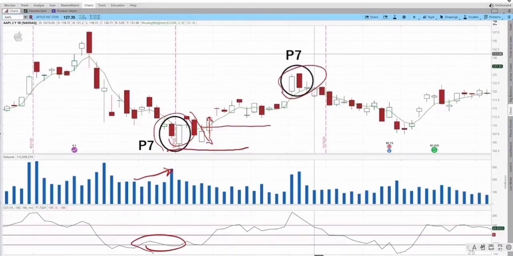And when you see the CCI indicator show an overbought here, that means you should find a good place to close your trade. So here you can see the formation of P7, the dark cloud cover appeared. This is a good chance for you to close the trade.